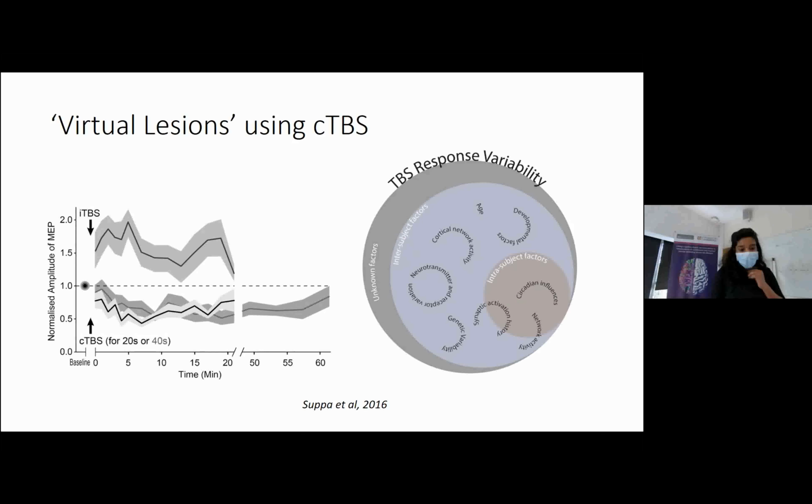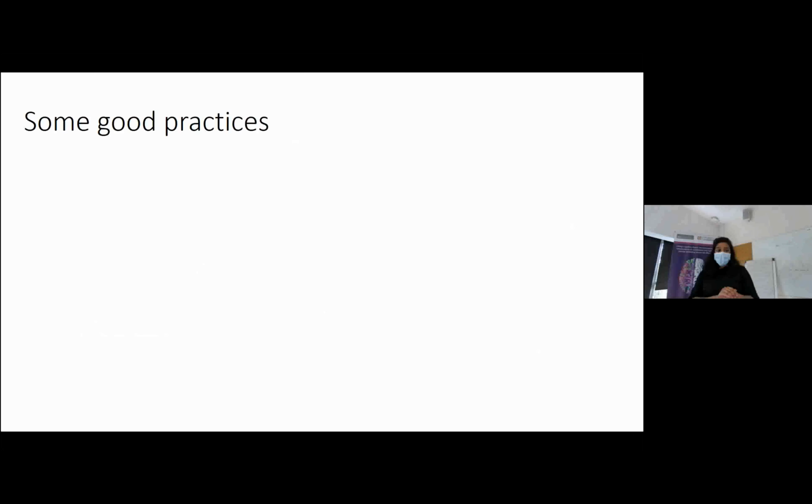So what I thought I would do was list out some good practices. These are things that I had to think about when I was designing my CTBS study. So this might lead to less variability in terms of results, or at least more comparability of the different study designs.